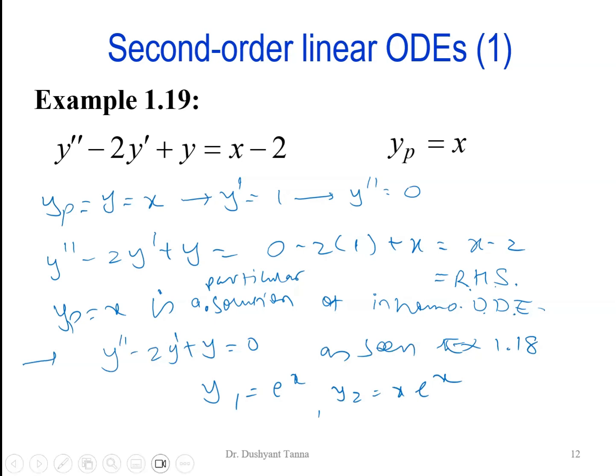Okay. Right. So I was just thinking, if that's your question, what if example 1.18 is not given? What would you do then? Right? So very soon in today's session, I will introduce some technique of getting this solution of e^x and x e^x. For now, just accept that they are the solution, and we verified they are the solution in the previous example.